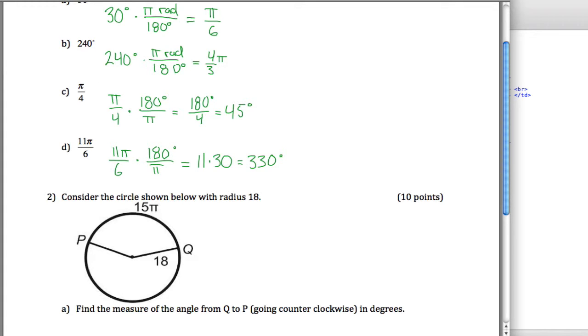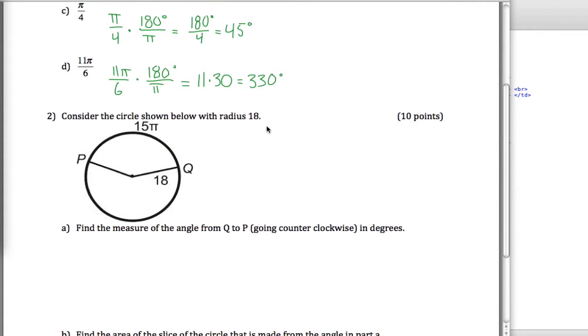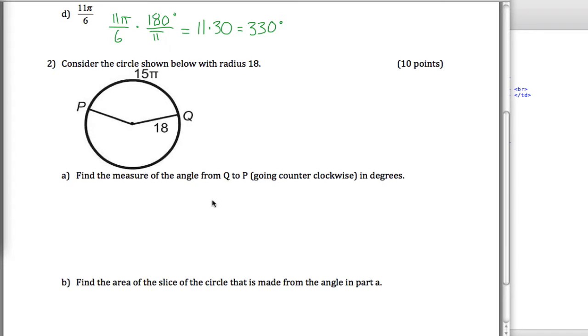Okay, moving on to the next one. That's all for part 1. For part 2, consider this circle. The radius is 18. I got 15 pi as this arc length here. Find the measure of this angle in degrees.